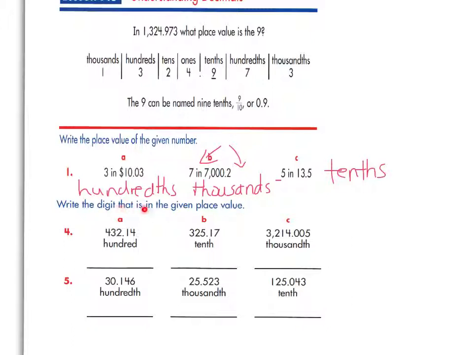All right, next question. Write the digit that is in the given place value. So take a look. What digit is in the hundreds place value? Write it down. What digit is in the tenths place value? Write it down. And so on. Go ahead and press pause and complete those 6 questions right now.